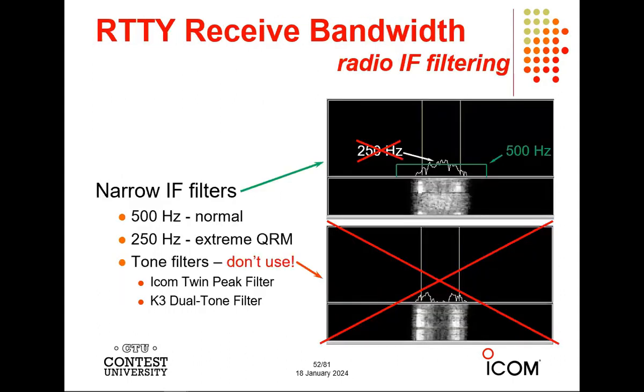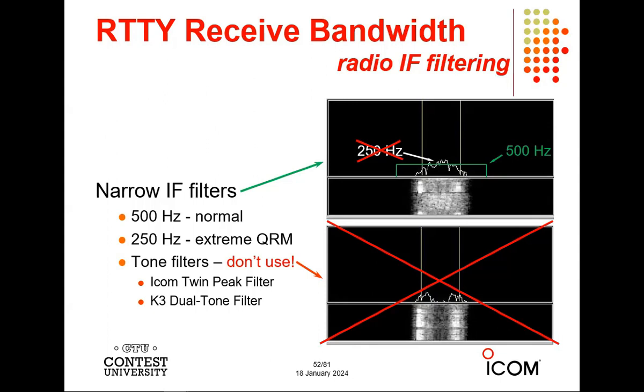So I'm going to talk about some specific topics now. One is receive bandwidth. When I got started in RTTY, I thought like a CW operator: the two tones are 170 hertz apart, so maybe a 200 hertz filter would be really great, right? Because it would take out all the noise and everything.